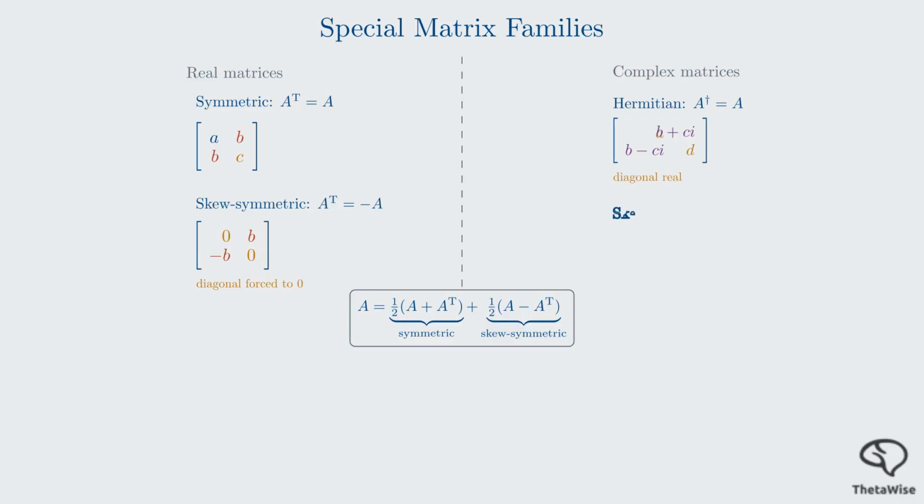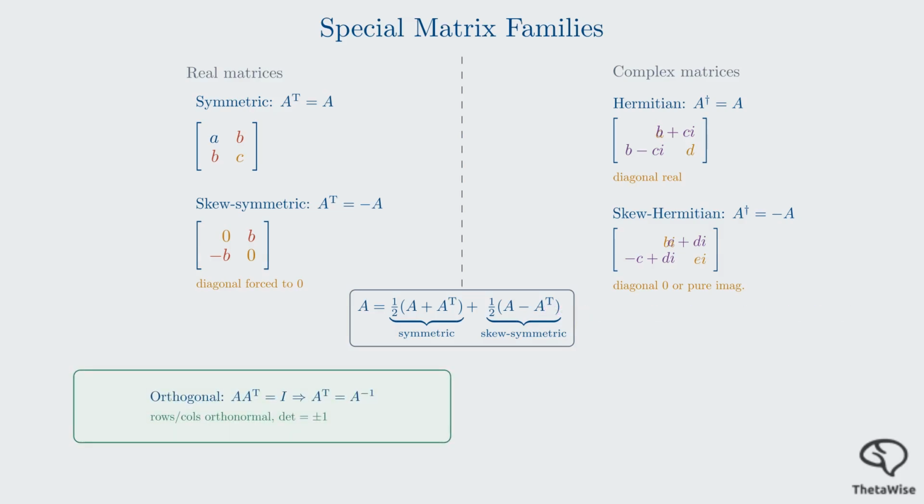A skew Hermitian matrix satisfies A dagger equals negative A, so diagonal entries are 0 or purely imaginary. If A is Hermitian, multiplying by a real scalar preserves Hermitian structure, while multiplying by i produces an anti-Hermitian matrix.